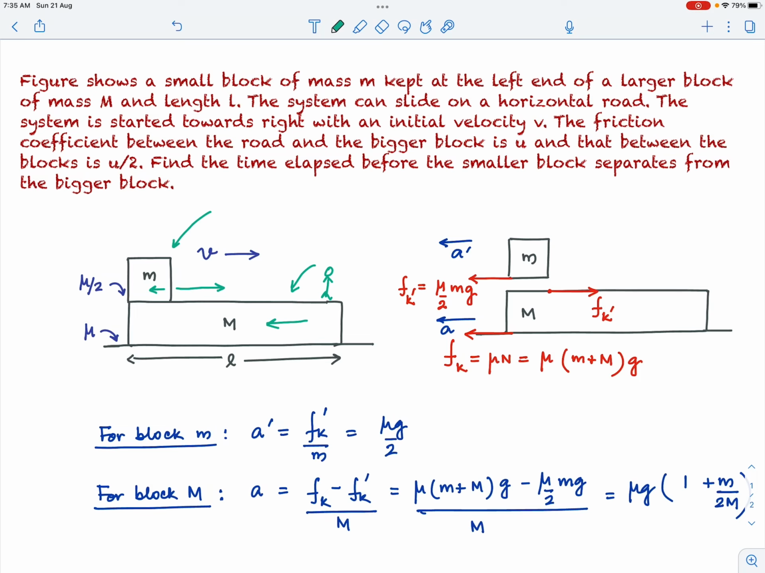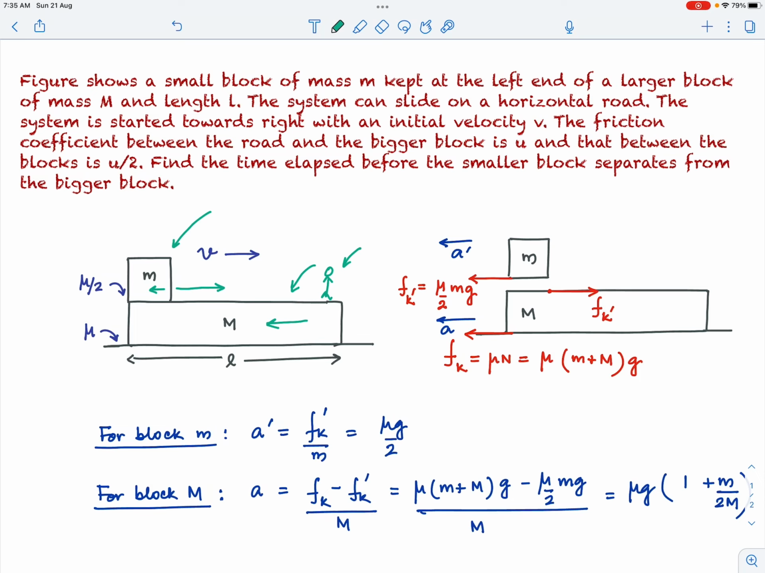We can proceed with this question by first finding the frictional forces acting between both the blocks and their accelerations, and after that we can work in the frame of capital M. We can assume that capital M is at rest, as someone standing on capital M would see. In the frame of capital M, small m has to just cover a length of L over capital M and the job will be done.